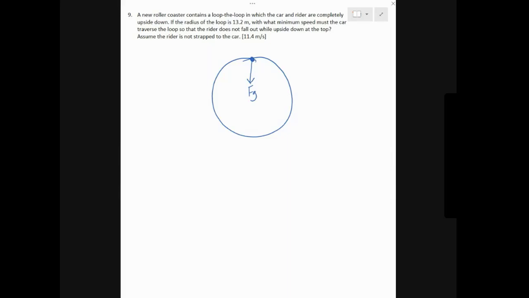Normal force. And which way would the normal force be pointing? Upwards. So when you're in a loop-the-loop, right? When the rider and the car is completely upside down, where is the surface? Is the surface below the object, or is the surface above the object?